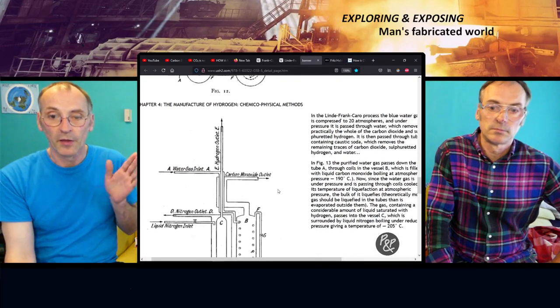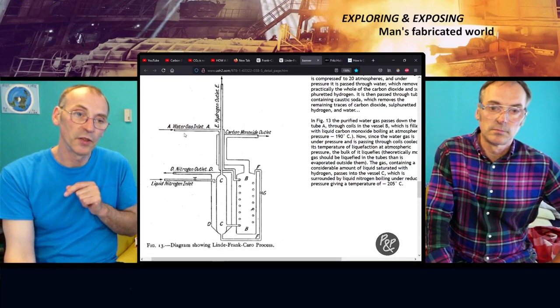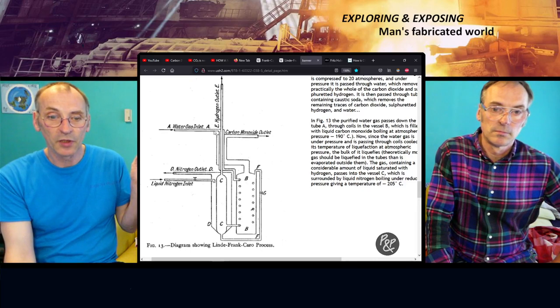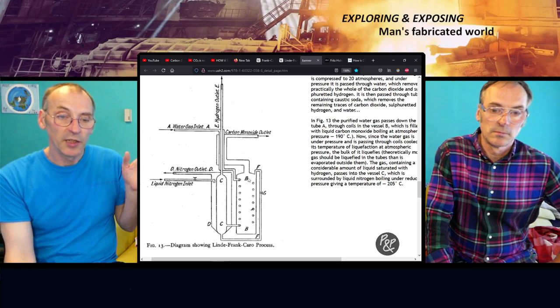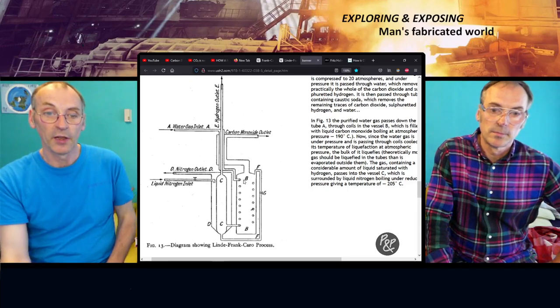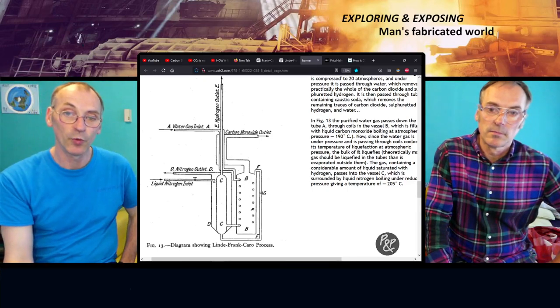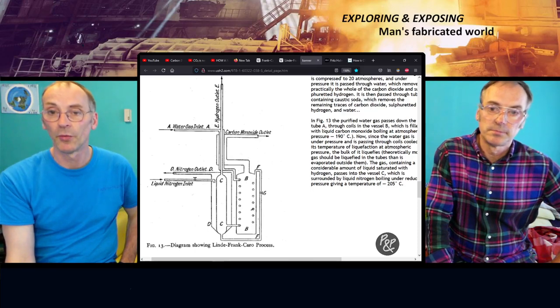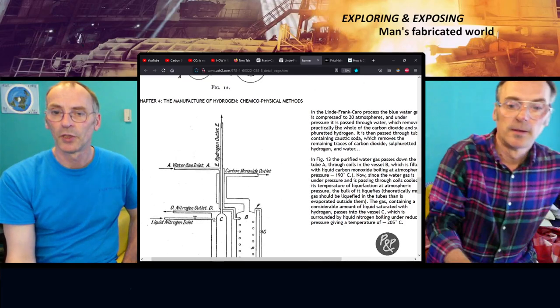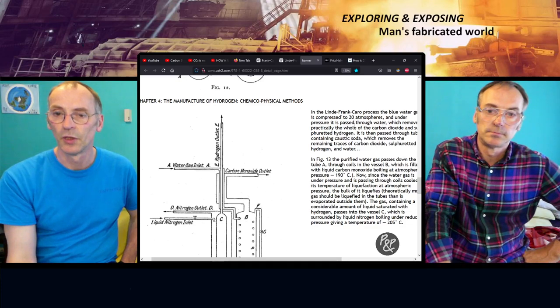So in here, you have your water gas inlet coming in from the left at the top. It goes down into the cavity container B, and it goes through a coil, and that coil is surrounded by liquid carbon monoxide, I believe, boiling at atmospheric pressure, -190 degrees C.